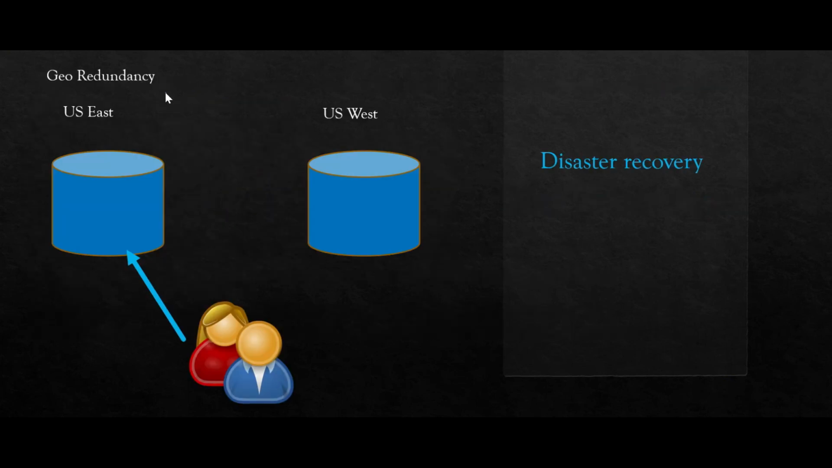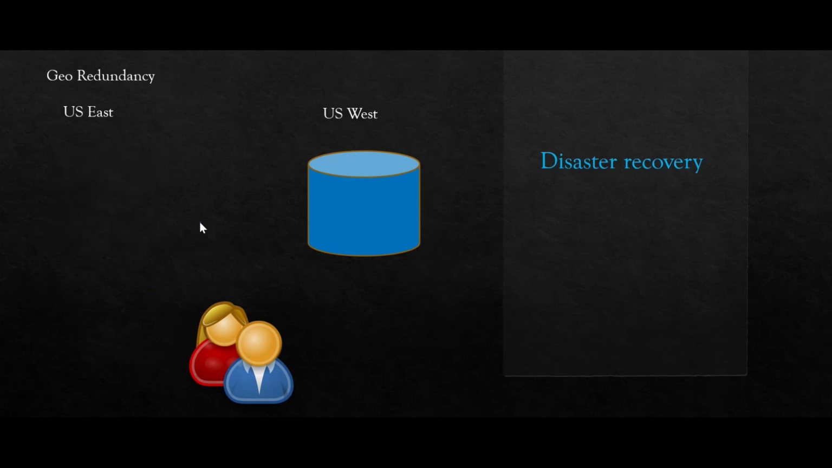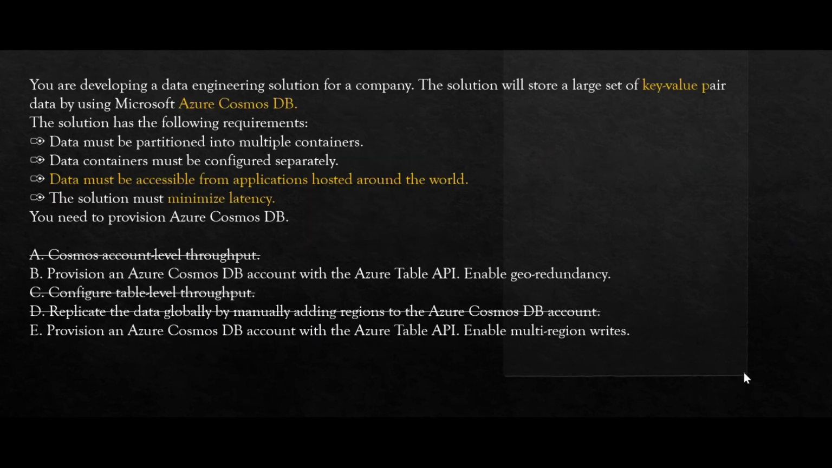In the geo redundancy option, for example, you have a set of users who are accessing the Cosmos DB in US East, and a disaster strikes, and for some reason the data center where the Cosmos DB was hosted goes off. So the next thing that would happen is the users would be connected to the US West. So this is your geo redundancy. You have the same database in multiple geos, and this is a solution for disaster recovery. This is not a solution for low latency. Always remember that. Hence, we will strike off option B, and this leaves us only with option E.